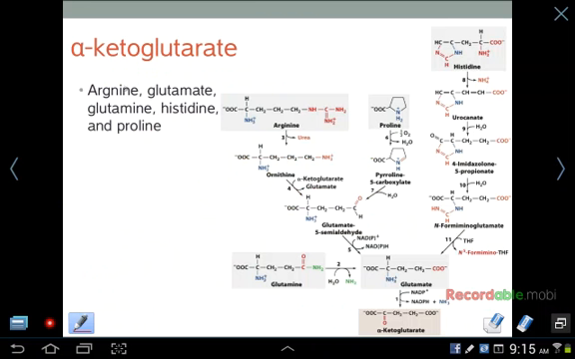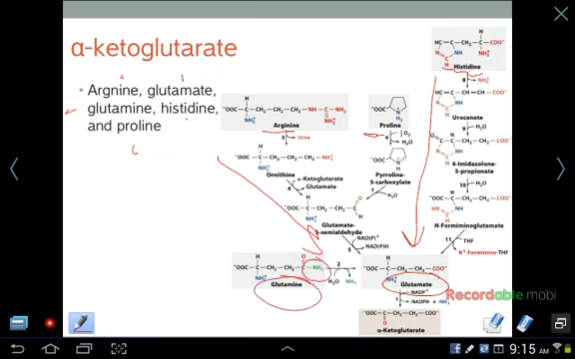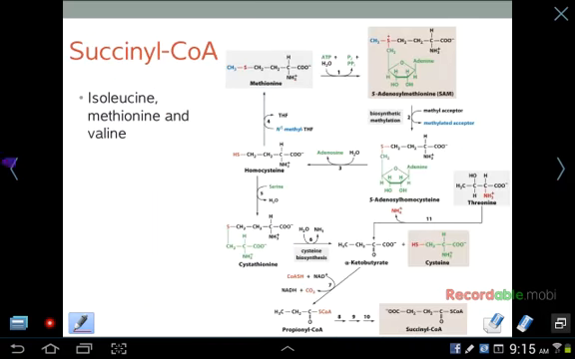Alpha-ketoglutarate is formed by the breakdown of arginine, glutamate, glutamine, histidine, and proline. So here we see histidine, proline, arginine. They all converge down into glutamate. Glutamine, all we have to do is transfer that R group amino group to make glutamate. And then glutamate, we saw in the urea cycle, we can use GDH in order to remove the ammonia group, and we have alpha-ketoglutarate. Did I skip one? No.